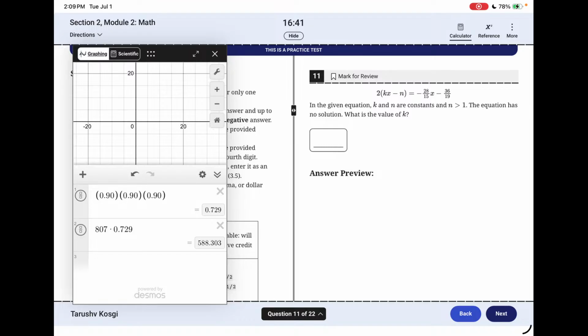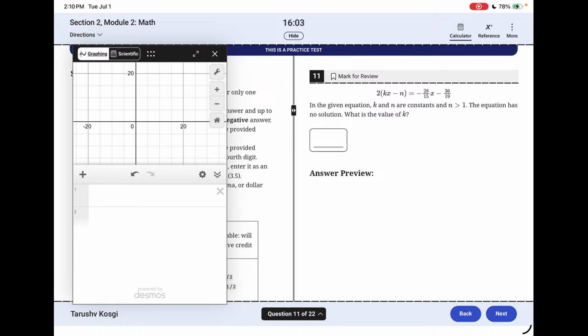So if you give an equation, k and n are constants and n is more than 1. The equation has no solution. What's the value of k? So k and n are more than 1. So we just plug in each side as a y equals and see where they don't intersect anywhere. That's how I think you do it.